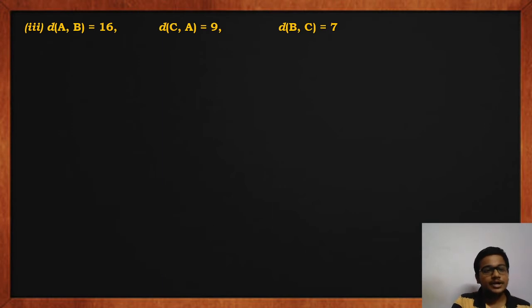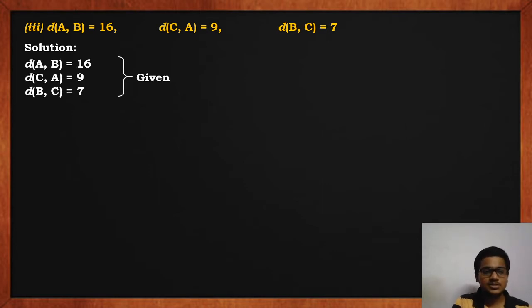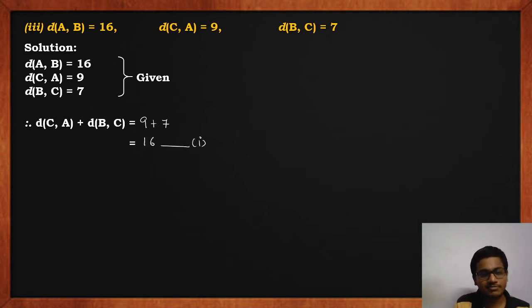Question number 3. Distance AB is 16, distance CA is 9, distance BC is 7. Solution. We'll write down all the three distances, 16, 9 and 7. Mark it as given in a flower bracket. Ignore the greatest value of distance. So distance AB equal to 16 will be ignored. Remaining two distances you add. So that is distance CA plus distance BC, which is nothing but 9 plus 7. That is equal to 16. Mark this value as number 1. Compare it with the largest distance, that is distance AB, that equals 16.